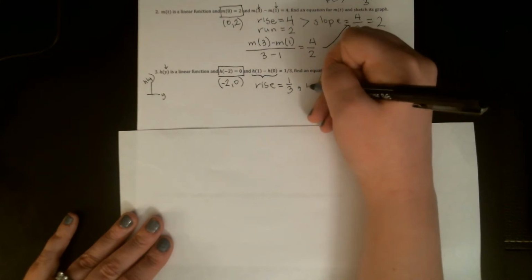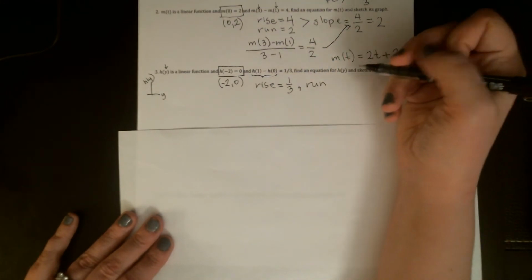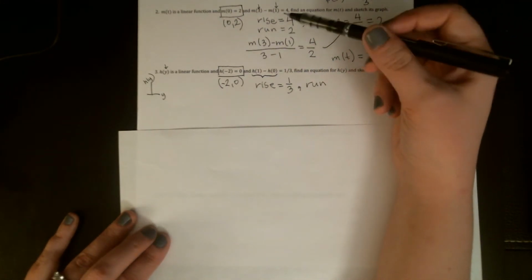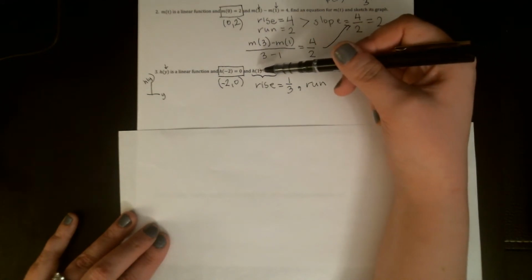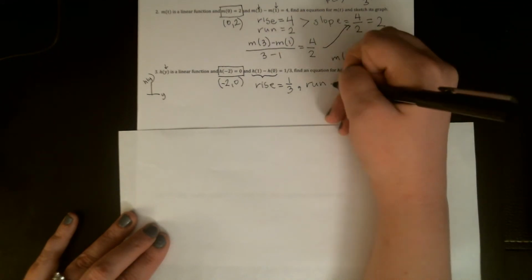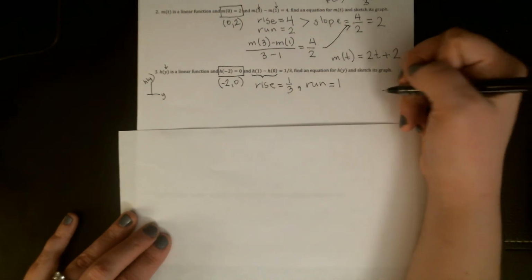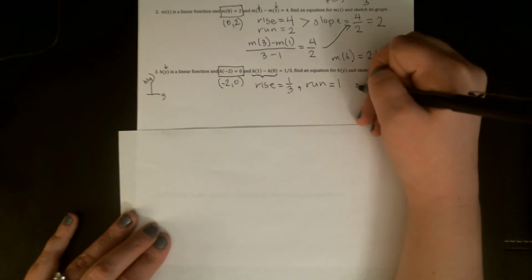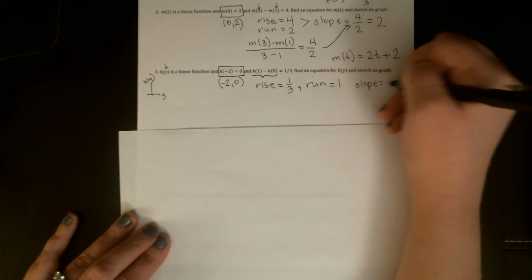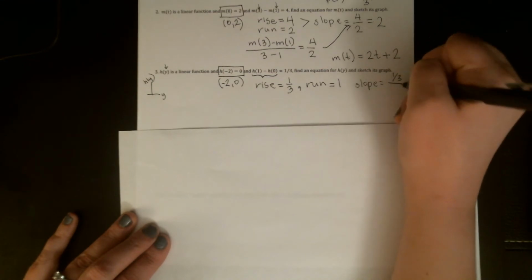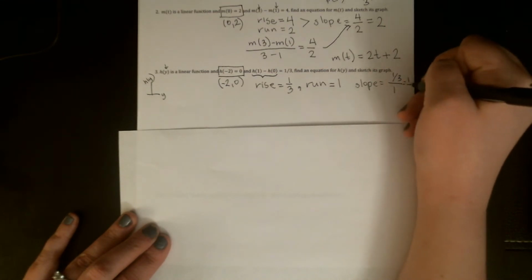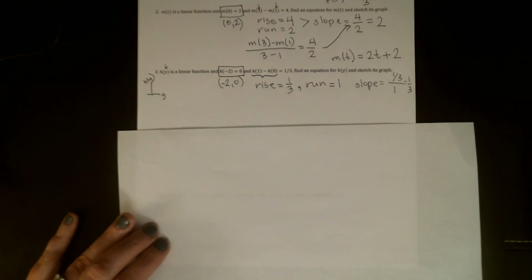If I want to build a slope out of this, I need to identify my run, but again, in function notation, that should be really easy. My x values are 1 and 0, which means the distance between them, or the run, is 1. So the slope is 1/3 over 1, or just plain old 1/3.